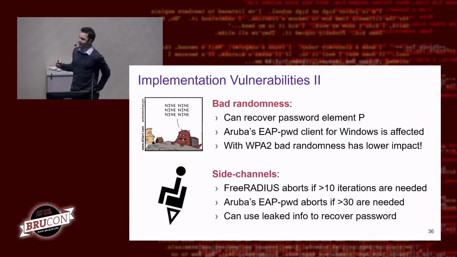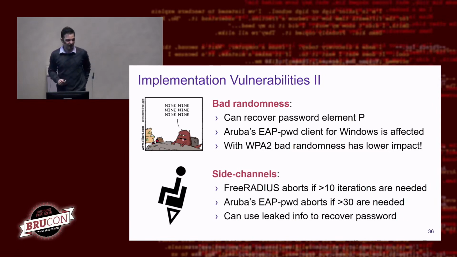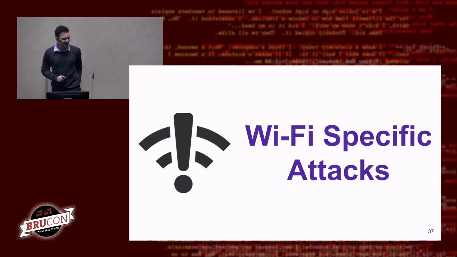A similar problem is also present in the implementation of Aruba. It aborts when you need more than 30 iterations, but this is very hard to exploit in practice because you really need to send an absurd amount of connection attempts in order to ever cause Aruba to abort the connection. Because needing more than 30 iterations has a very low probability in practice. Okay, so those are all the implementation issues. We aren't done yet. I still have one more set of attacks to discuss.